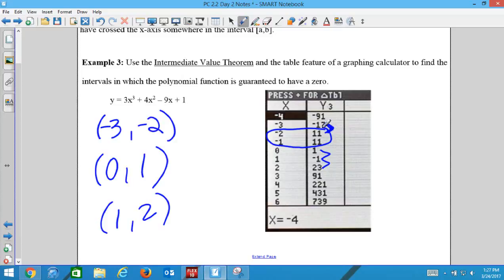If you're having trouble with falling asleep, you should participate more. If you're yelling out answers, you're not going to fall asleep. Or you can stand in the back if you need to stand.